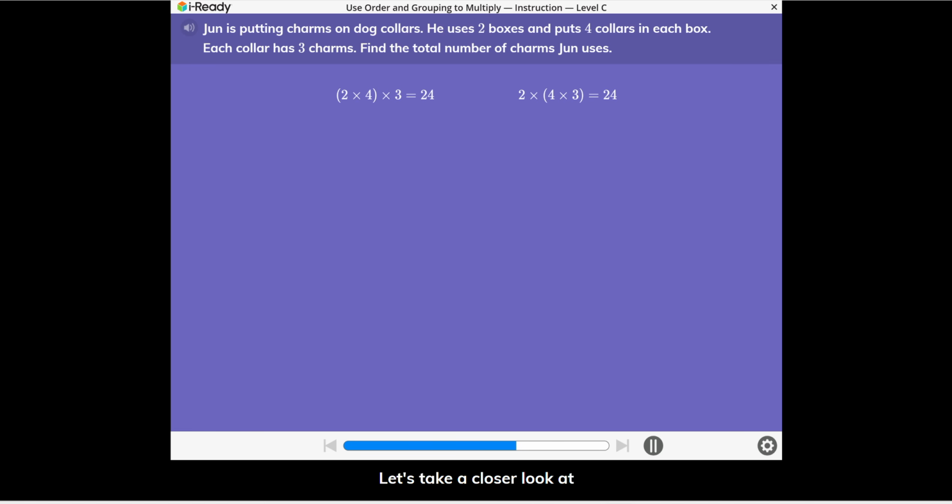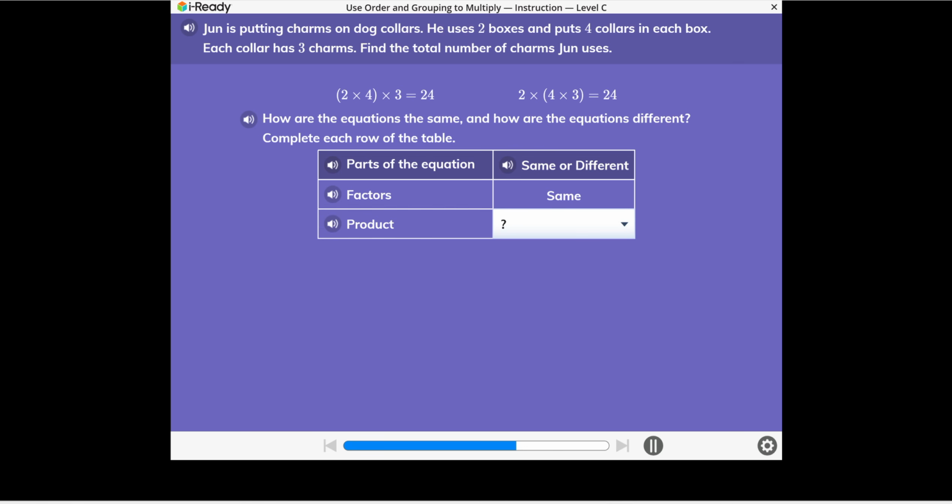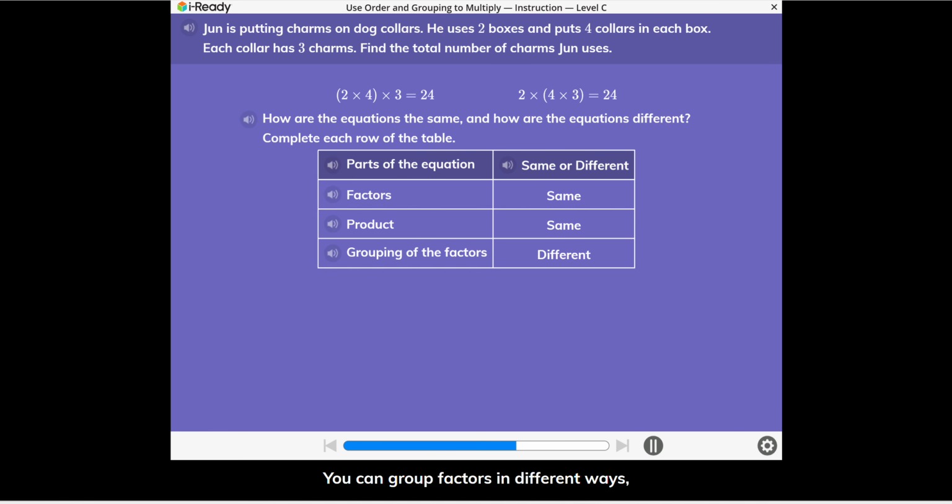Let's take a closer look at the equations you just completed. How are the equations the same? And how are the equations different? Complete each row of the table. Both equations use the same factors, which are 2, 4, and 3. Now I understand. You can group factors in different ways, and the product will be the same.